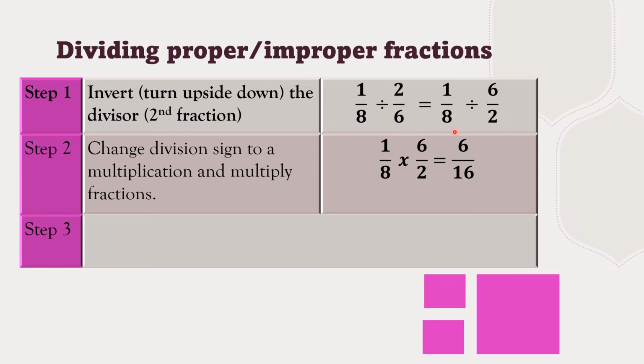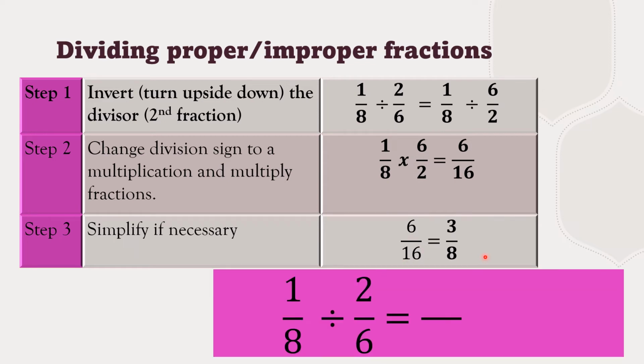Step 2, we have to change the division sign into a multiplication sign, and then multiply the fractions. So 1 times 6 is 6, and 8 times 2 is 16. Then simplify if necessary. So since our answer is not yet in its simplest form, we have to find its GCF. So the GCF for this is 2. So 6 divided by 2 is 3, and 16 divided by 2 is 8.